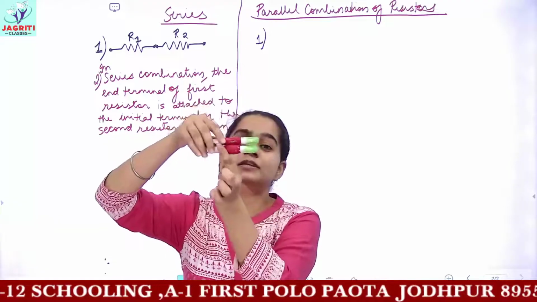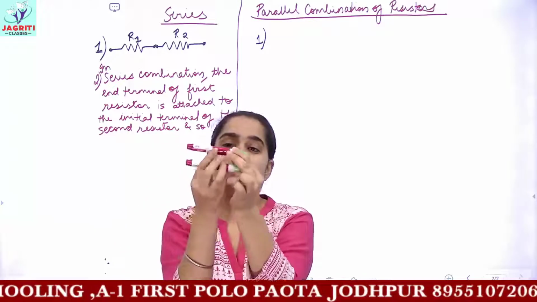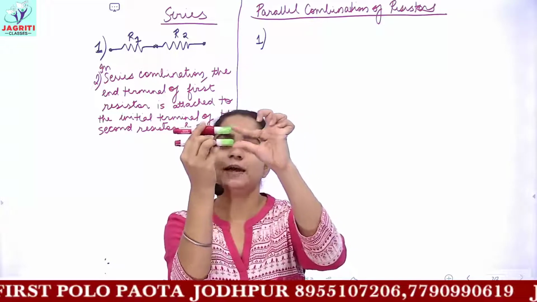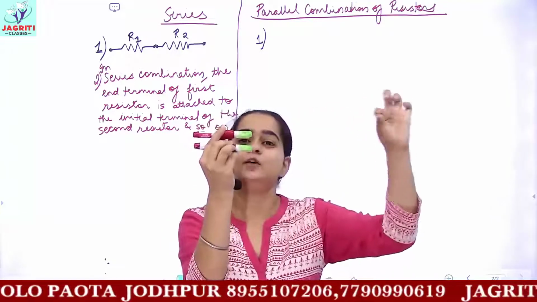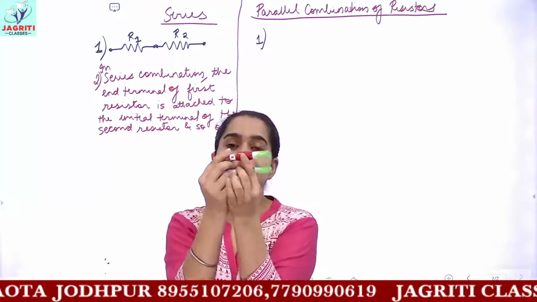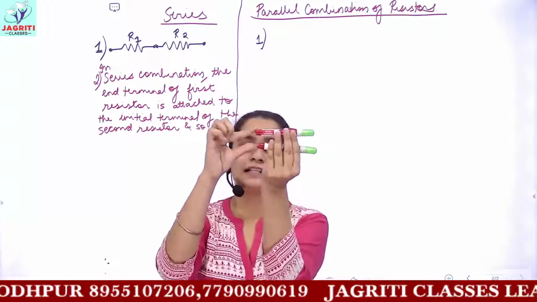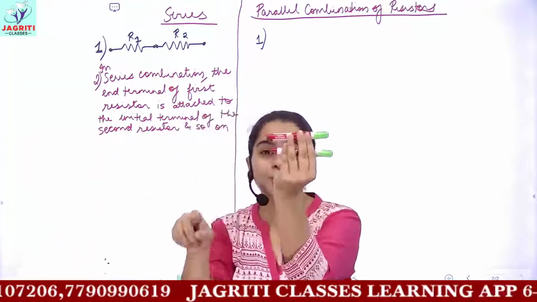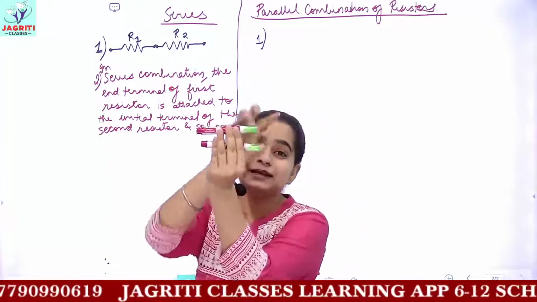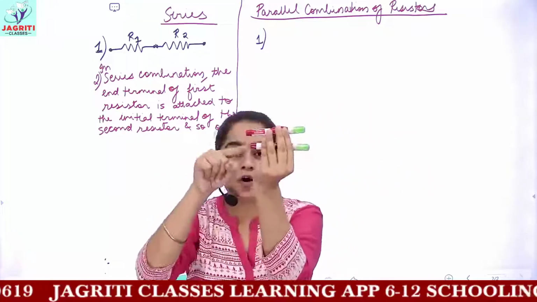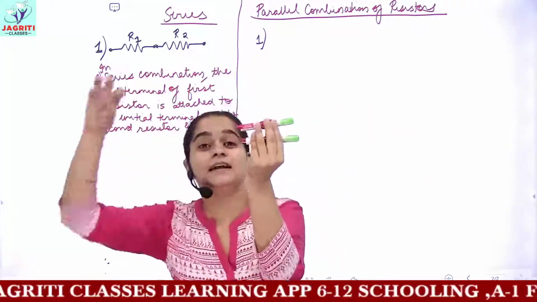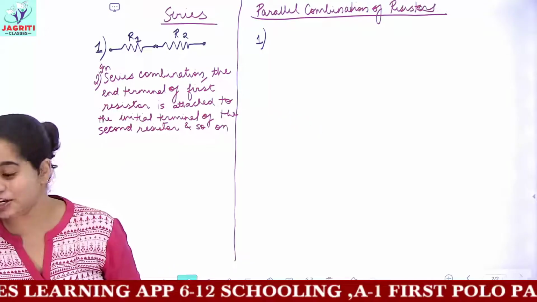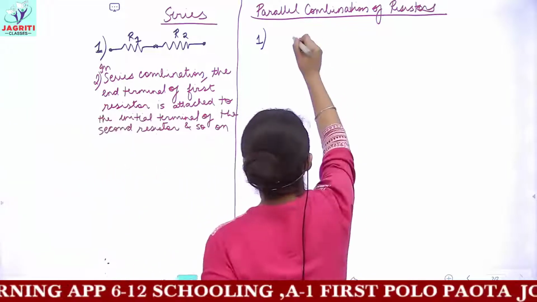Now I am combining them with the help of a wire. I join the first points of both with a wire to a common location, and then I take a wire and join their second points also at a common junction, a common point. So this kind of combination, where all the starting points are connected to a common point and all the ending points of the resistors are connected to a different but common point, is known as parallel combination. Let's try to make it as a diagram.